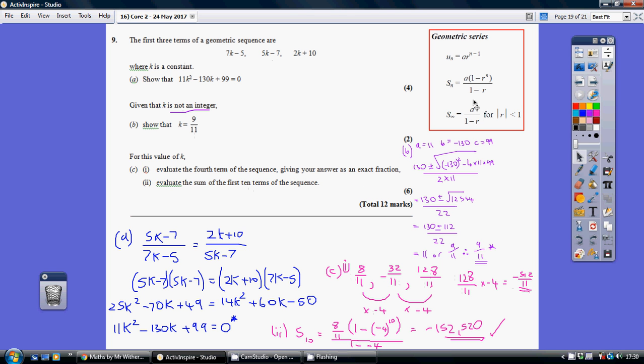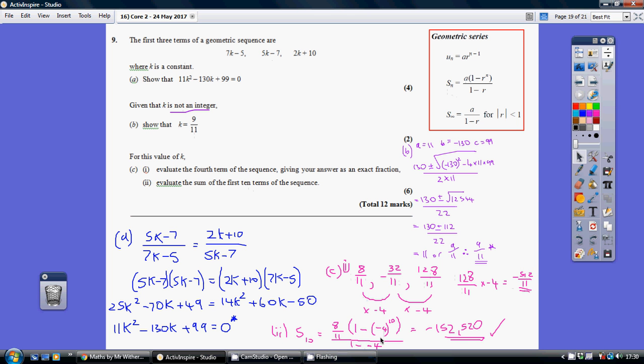So for that I'm going to use the summing formula which is given. So the sum of the first 10 terms is the a, which is the opening term, which I've just worked out to be 8 over 11, multiplied by 1 minus the common ratio, so minus 4 to the power of 10 on this occasion, as there are 10 terms in the sequence, and that's all divided by 1 minus the common ratio, 1 minus minus 4, which is obviously 1 add 4, which is 5.